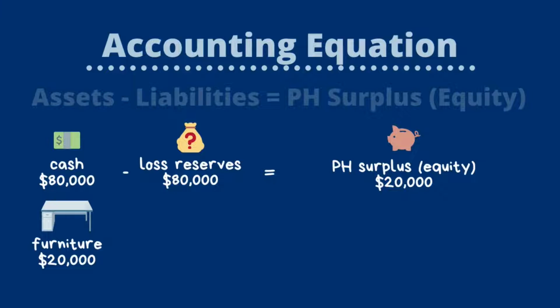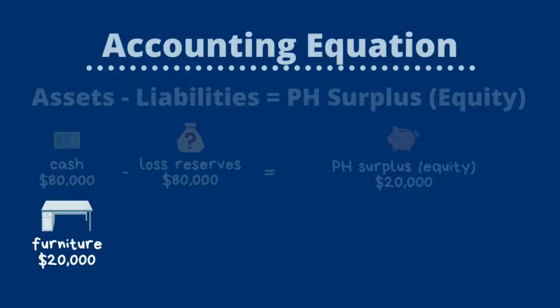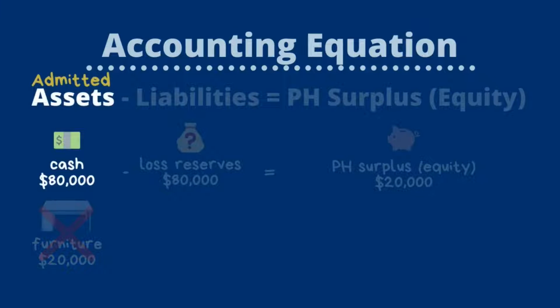Let's imagine if the insurer's SAP accounting equation had looked like this, where the insurer still has $100,000 in total assets, but $20,000 of that was in office furniture. It's pretty unlikely that the insurer can quickly sell their office furniture for the full price they paid, so furniture is considered an illiquid asset. Regulators don't allow insurers to include illiquid assets when calculating their PH surplus. Assets that are liquid enough are referred to as admitted assets.